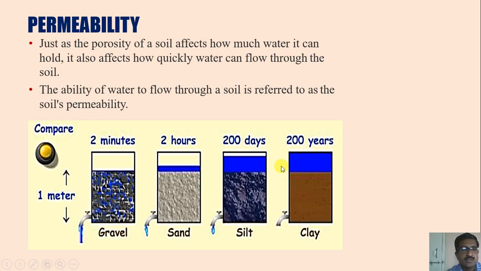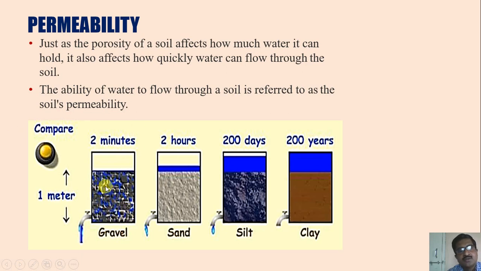Now we will see what permeability is. Just as the porosity of a soil affects how much water it can hold, it also affects how quickly the water can flow through the soil. So that is permeability. The ability of the water to flow through the soil is referred to as a soil's permeability. Now you can see that permeability again depends upon the types of soil. The example is shown here.